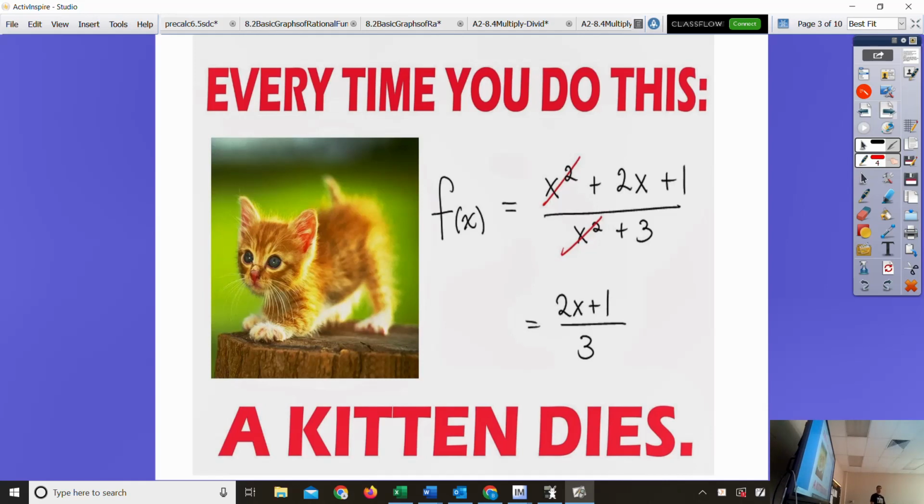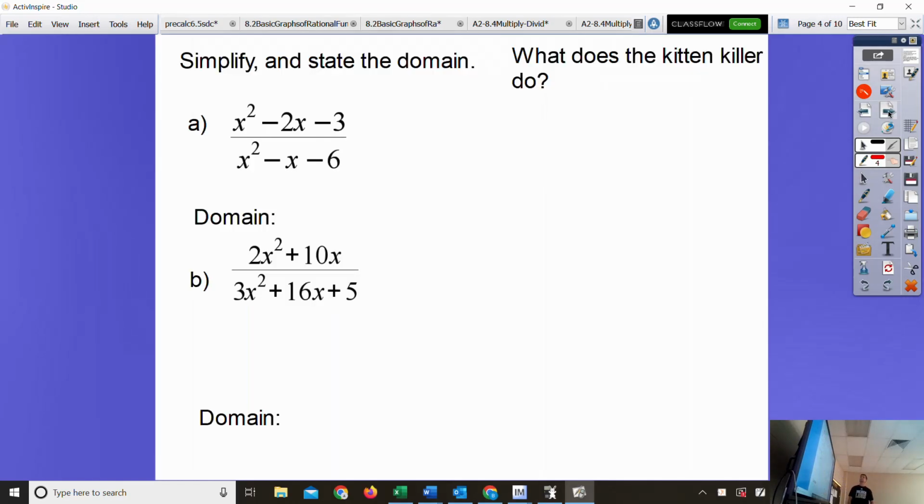I can't tell you how many times I've watched kids do this. What's the problem? What's in between the terms? Addition. There's no property for canceling out addition. There's a property for canceling out what? Multiplication. There's no property for addition. And I see kids do this all the time. Kids who think they're smart do it. So before we do example 8 correctly, let's do what the kitten killer would do.